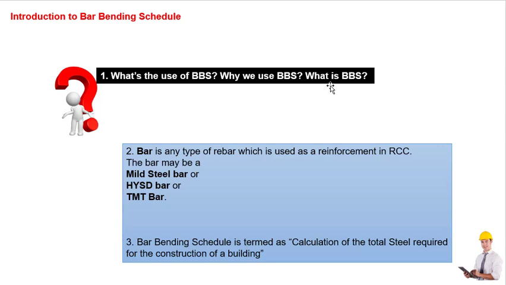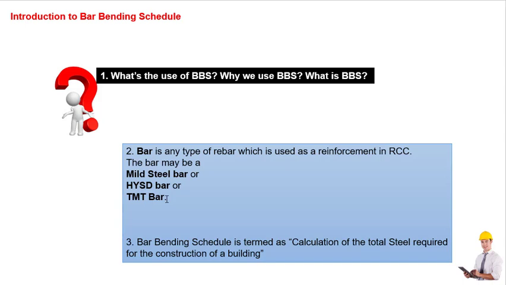The first important thing we need to know is what a bar actually is. A bar is any type of rebar which is used as reinforcement in RCC, and there are some types of bars. A few of them are mild steel bars, high yield strength bars, and TMT bars. These are three different types of bars which we use for reinforcement in RCC. Bar bending schedule is termed as the calculation of total steel required for construction of a building. If we want to calculate the total steel required for the construction of any building or any other project where we are using reinforcement, that is called BBS or bar bending schedule.